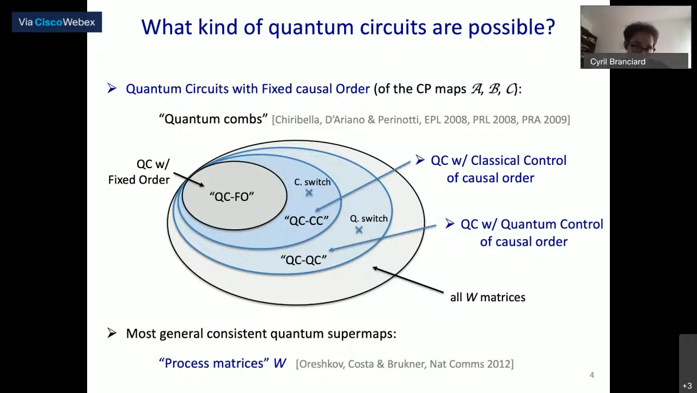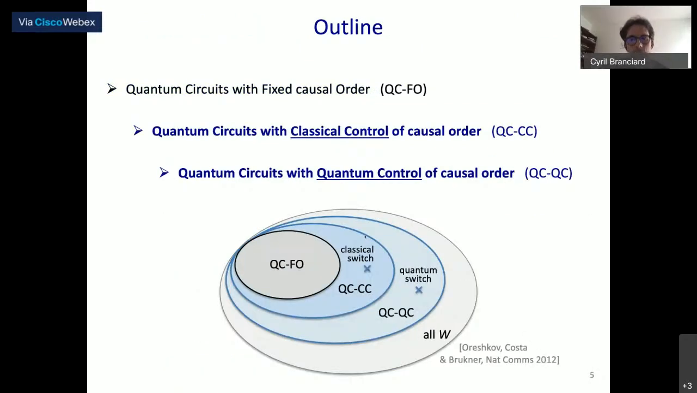And the result is that we define a new class here of quantum circuits with classical control of causal order, which, as a standard example, includes the classical switch, and this larger class of quantum circuits with quantum control of causal order, which includes this quantum switch. And this essentially defines the outline of my talk.